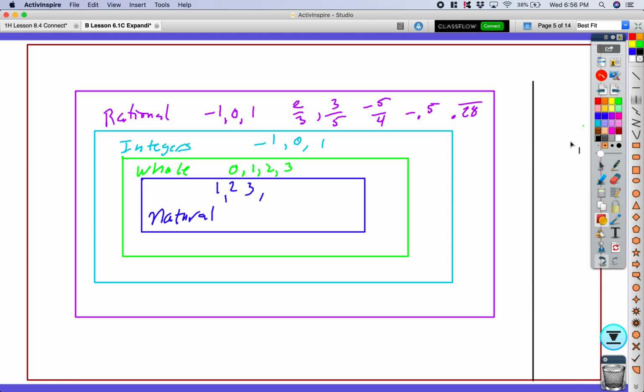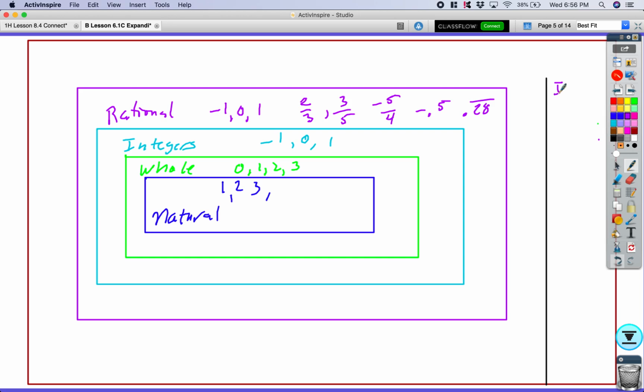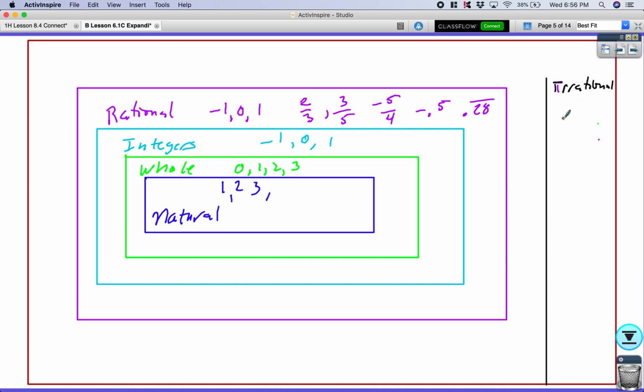These are what are called irrational numbers. And these are numbers that cannot be written as a fraction. They're decimals that go on forever and do not repeat. Like we said, pi is the greatest one that we've seen forever. It's 3.14, and so on and so forth. It goes on forever.